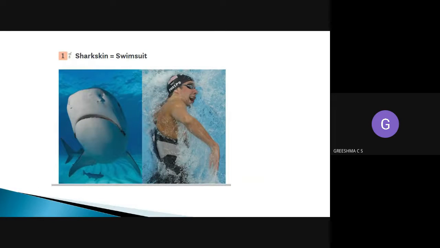Okay, so see this picture. One of the most important examples of biomimicry is this shark skin swimsuit. Now that it has been banned in the Olympics, we'll see what this shark skin swimsuit is.